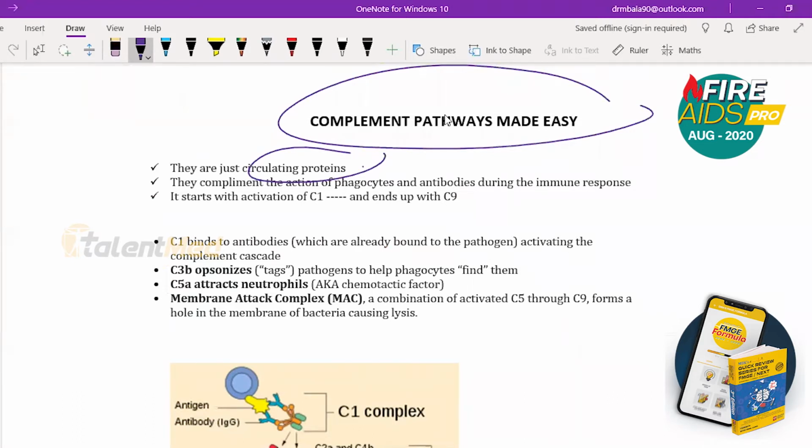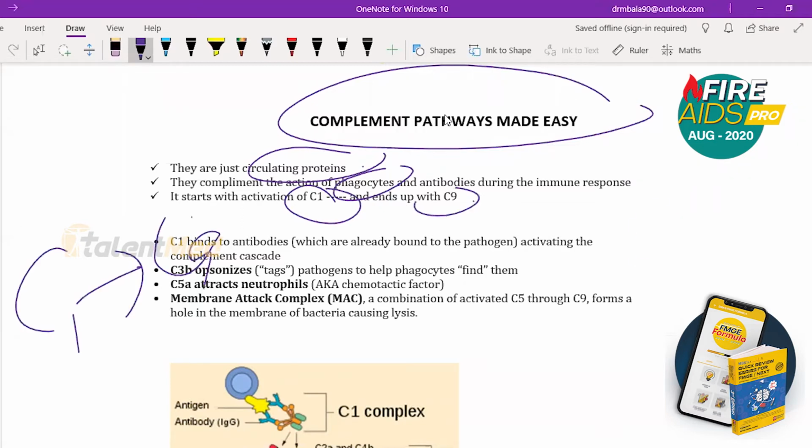See, there is phagocytosis that is happening by our WBC. Alongside, the complement pathway can also happen. They complement the action of phagocytes and the antibodies during the immune response. That is what they do. It starts with the activation of C1 and ends with C9. So C1 all the way to C9.